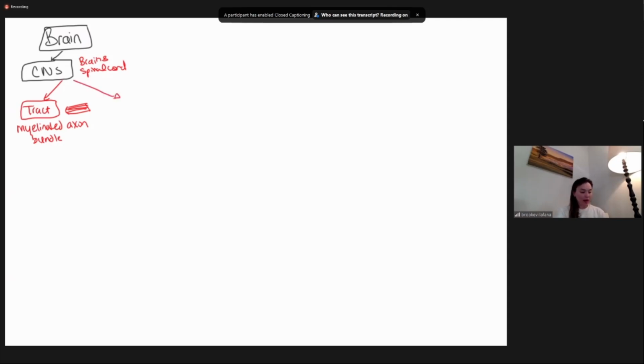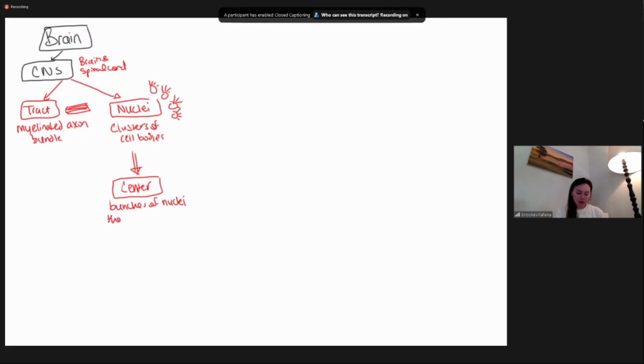But if we have the actual cell bodies of those neurons, because remember we have the little neuron, right? And it has the cell body. So let's say we have a lot of those little cell bodies together. That is called a nuclei. So clusters of cell bodies, nuclei. When we get multiple nuclei together, and it's like a lot of neurons that share the same function, bunches of nuclei that share the same function, that's called a center.